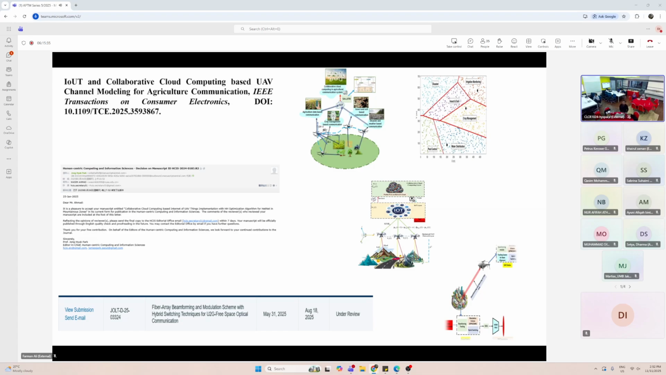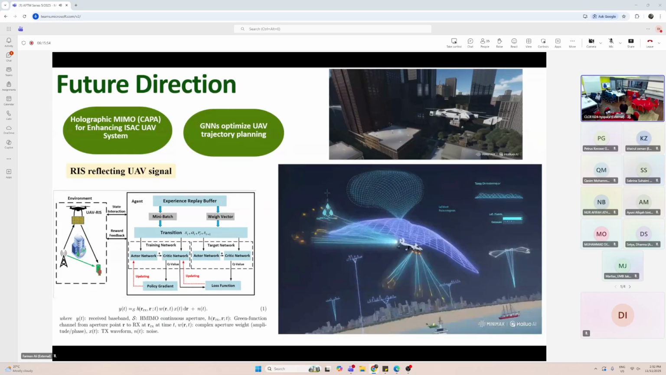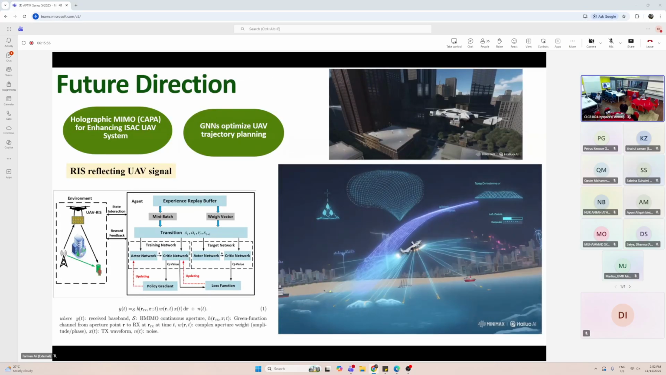Here, we have added a new element, collaborative cloud computing. Why? Because it gives space for a high order of data taken from the agriculture field based on different classifications: if it is insect-based, if it is dry soil, humidity, and other parts.